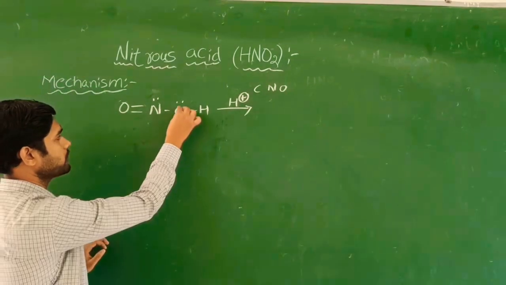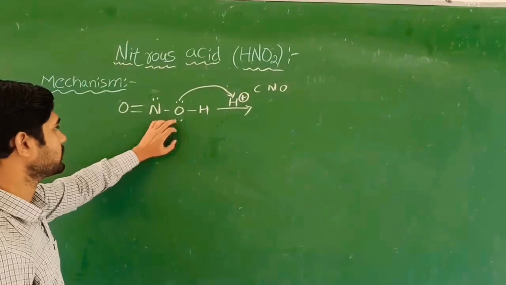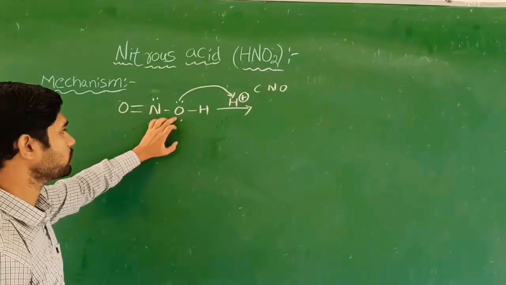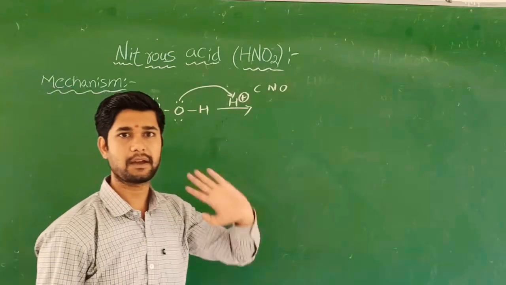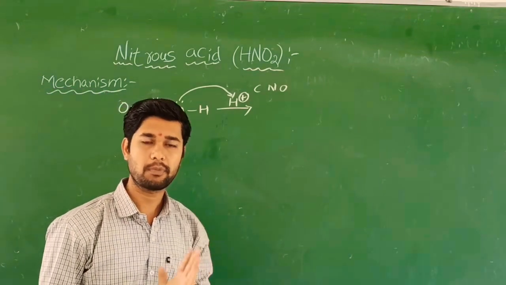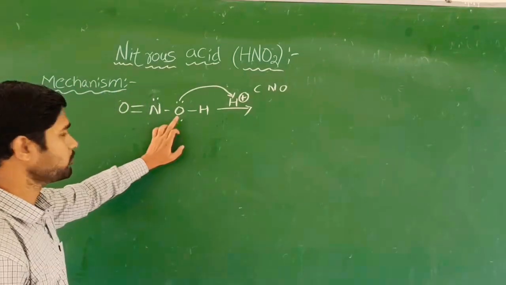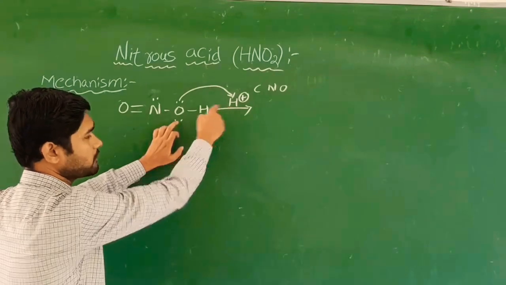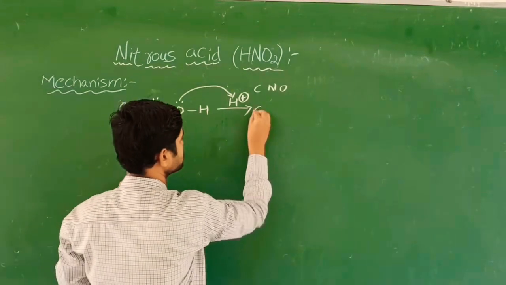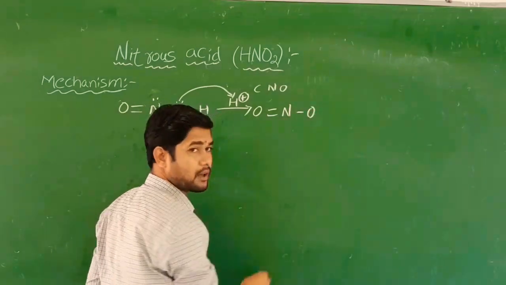And here this lone pair is going to attract this H plus ion, because they readily react. According to VSEPR theory, lone pair–lone pair repulsion is greater than lone pair–bond pair, which is greater than bond pair–bond pair interaction. So here the lone pair will combine with this H plus. Now it becomes unstable.